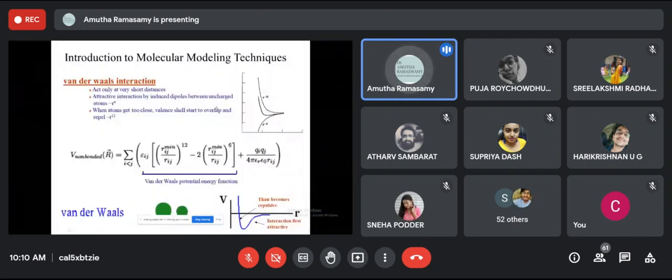Okay, so now I'm coming to this issue that van der Waals interactions act only at very short distances, but we are taking this region as a short distance. Attractive interactions are induced by dipoles between uncharged atoms. This is R power 6.